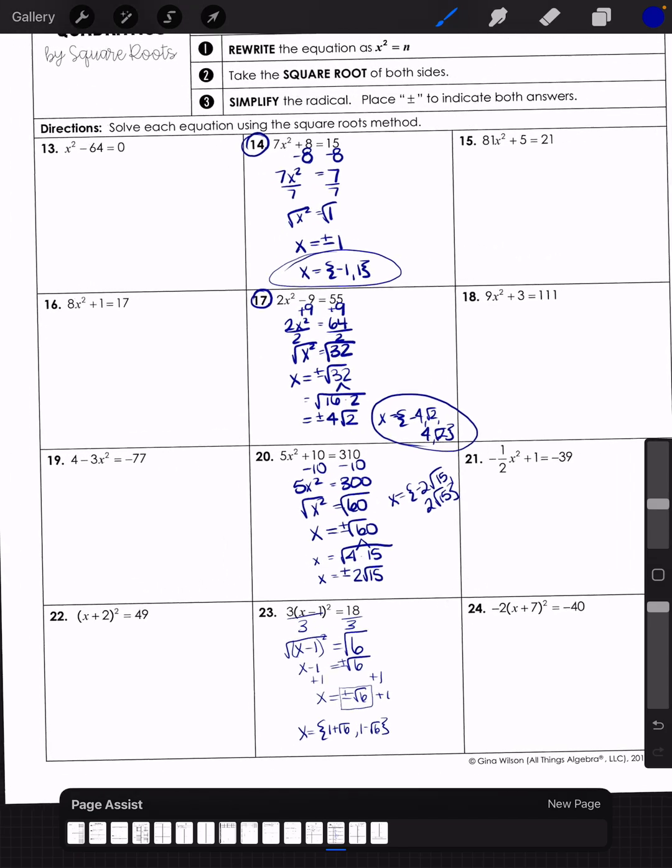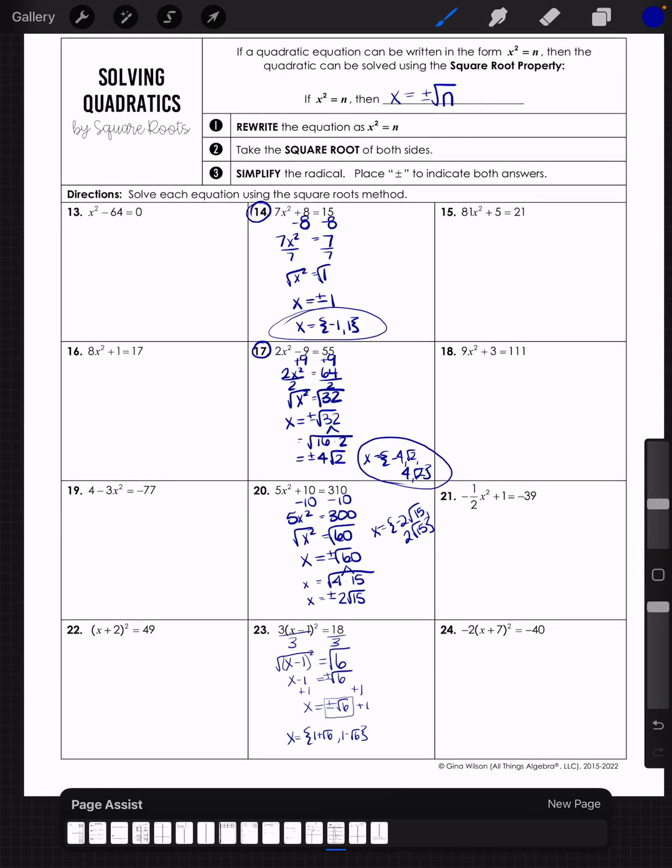Okay, so those are some basics of how to get those isolated. Now notice number 23, we could still use square roots because it was in that format as long as you can get the entire expression isolated.